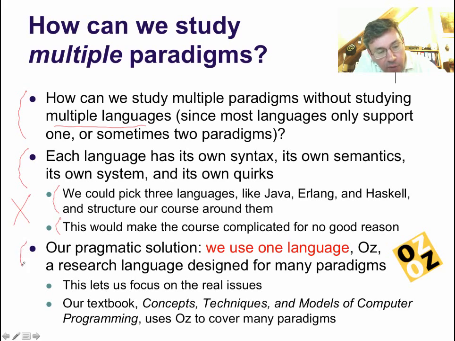We are going to use another approach based on research that has been done in the last 20 years. We're going to use one language, a research language called Oz, designed to support many paradigms. This is 20 years of work by an international community of researchers in programming language design and implementation. We have written a textbook, Concepts, Techniques, and Models of Computer Programming, that uses Oz to cover very many paradigms. So the point of the course is not really to learn Oz. We hope that Oz will, in some sense, get out of the way so we can focus on the paradigms and how they can be combined.